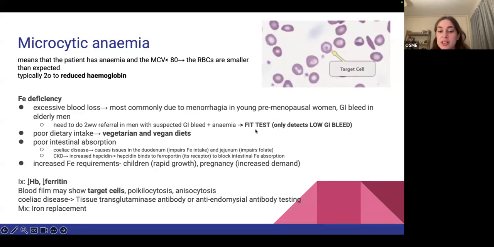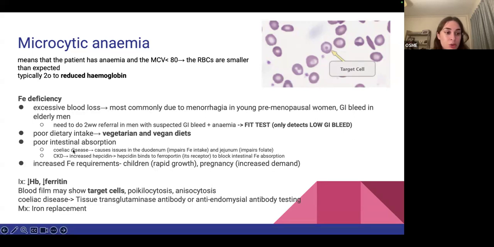It's an antibody test which essentially tests for occult blood, so trace amounts of fresh blood within the stools. But the main thing is that the FIT test won't detect anything beyond a low GI bleed. So if it's an upper GI bleed and the blood is digested, a FIT test won't be useful. If the question stem mentions vegan or vegetarian diets and there's a microcytic anemia, it's iron deficiency.